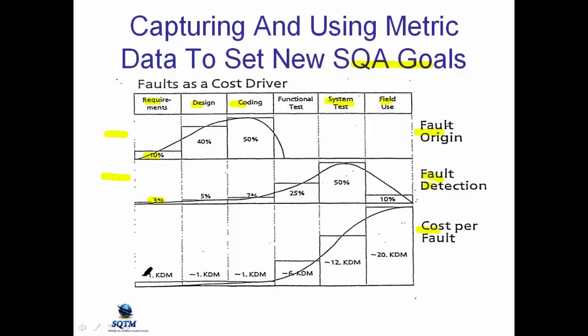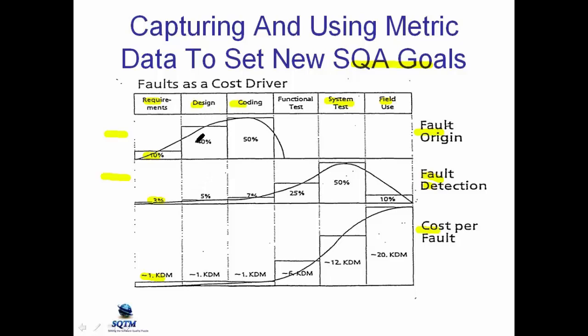Now Siemens data shows that when you find a fault in the requirements phase, it only costs 1 kDM. Now K is 1,000 and DM is Deutschmarks. The study was conducted in the beginning before Germany went to the euro, so they kept it in Deutschmarks. So if they find a fault in requirements, it only costs 1,000 Deutschmarks to find and fix the fault. So now let's take a look at the design phase, and we know we have some requirement faults that haven't been found.